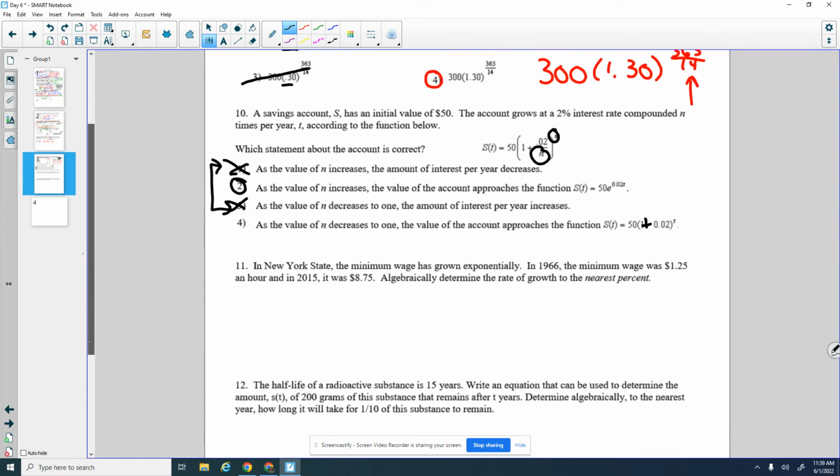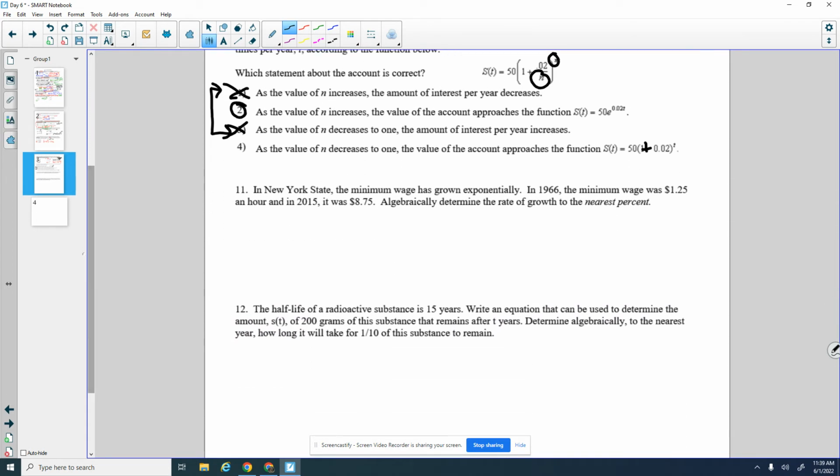Number 11. In New York State, the minimum wage has grown exponentially. In 1996, the minimum wage was $1.25 an hour, and in 2015, it was $8.75. Algebraically determine the rate of growth to the nearest percent. So we're going to need to set up some sort of equation. We have no special stuff. We know it's exponential, so I'm just going to use my basic formula. We're looking for r, the rate of growth, as a percent. We'll plug in things we know. So the start value, at the beginning of time, or we're going to say time equals 0, we're going to set that to 1996.